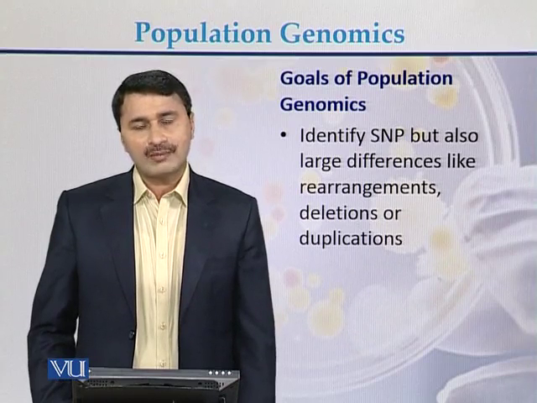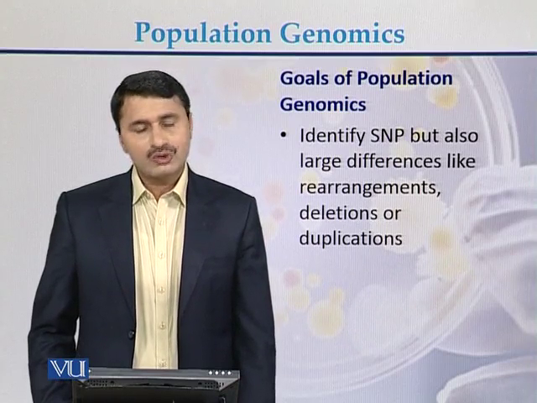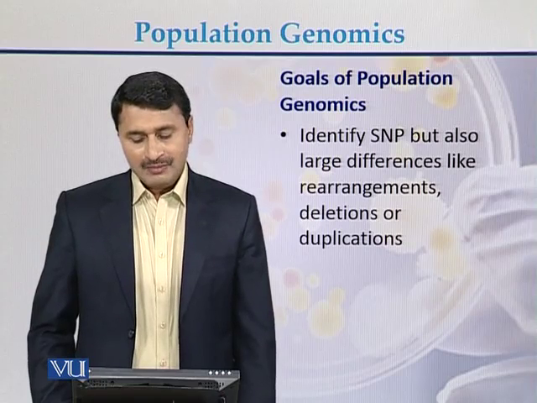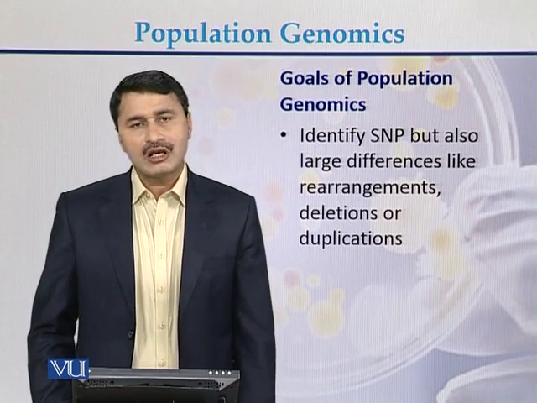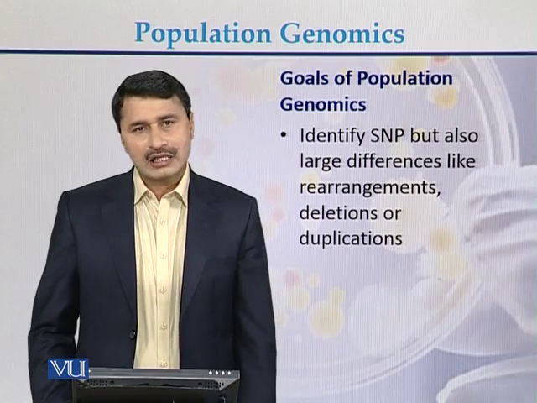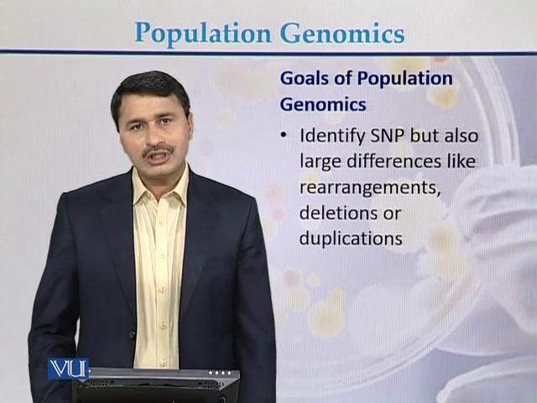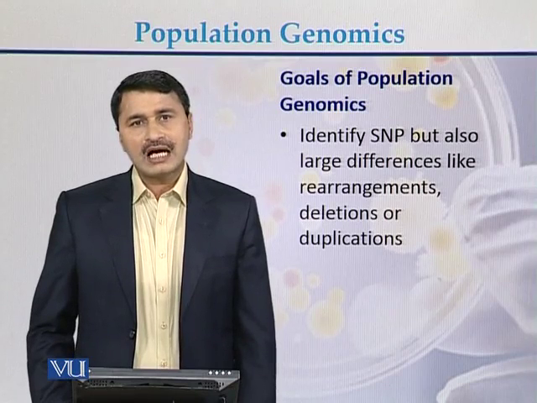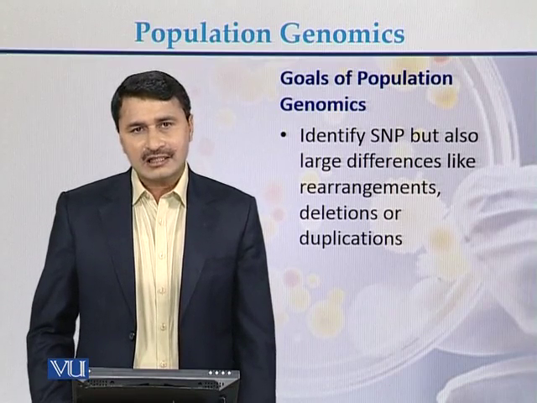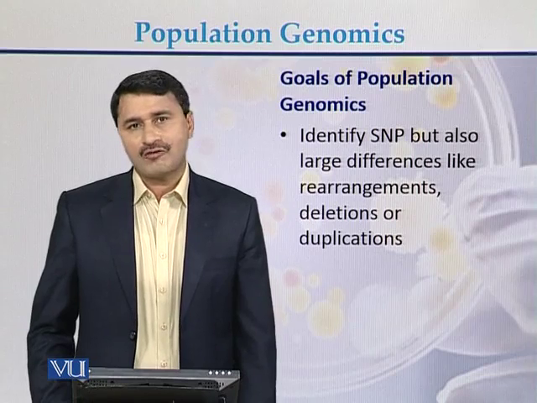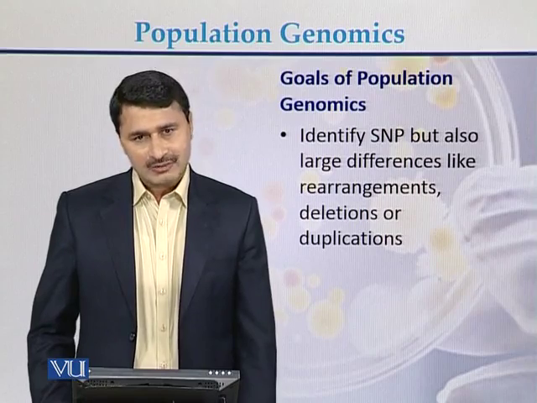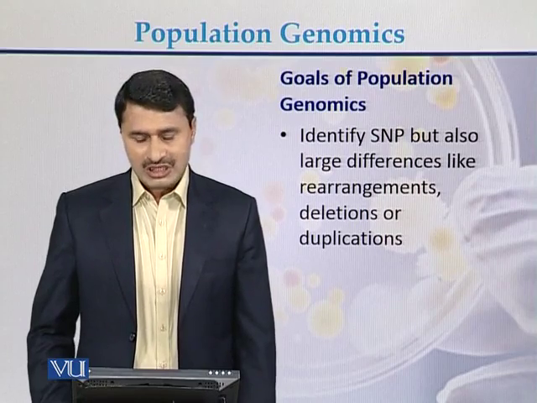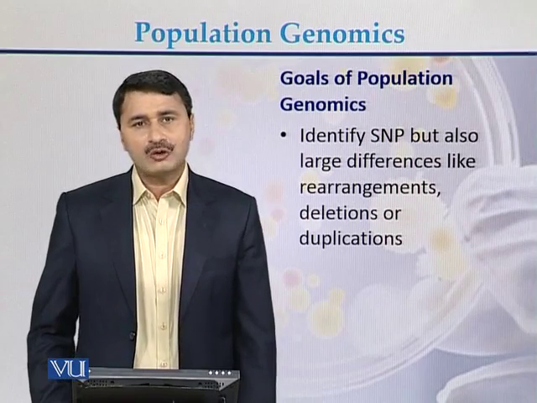One of the goals of population genomics is also to identify variation at a large level, not just SNPs, like rearrangements, deletions, and duplications. It means population genomics helps us not only to identify genetic variants at a single point, but we can also study chromosomal rearrangements, chromosomal deletions as well as duplications.